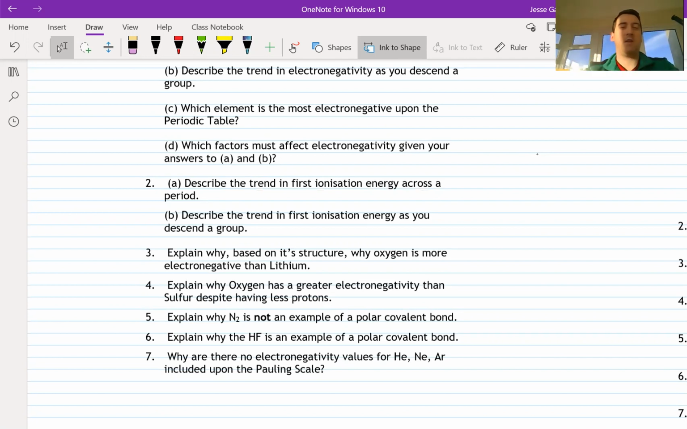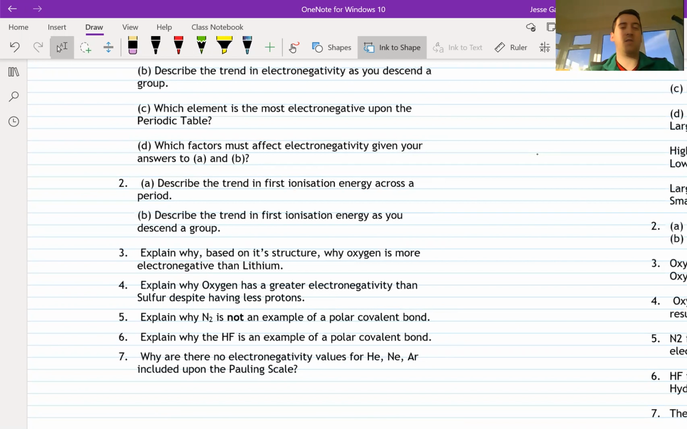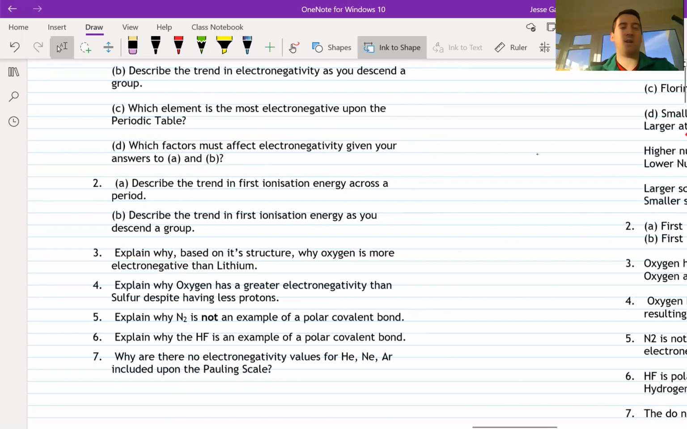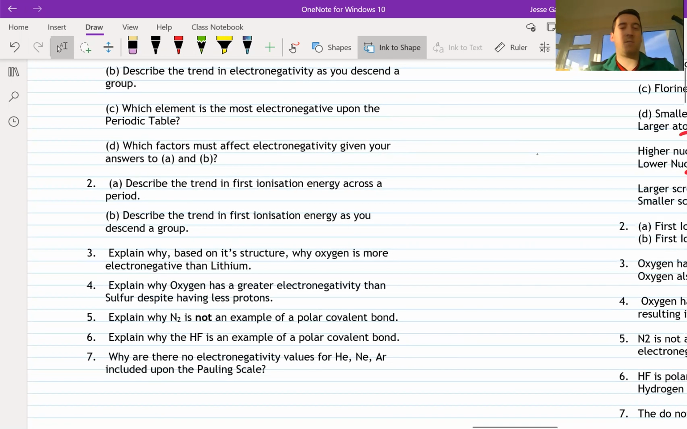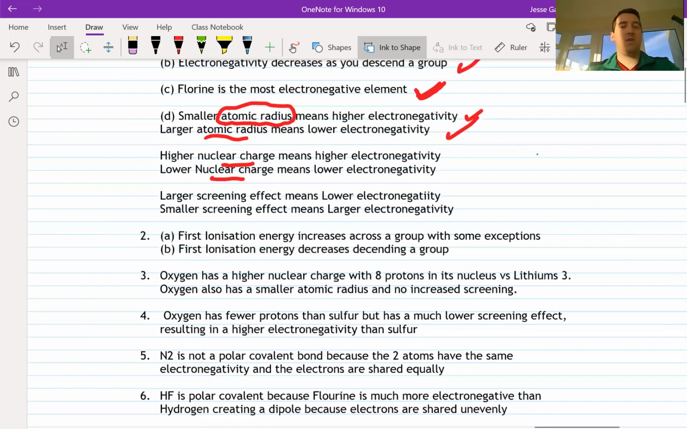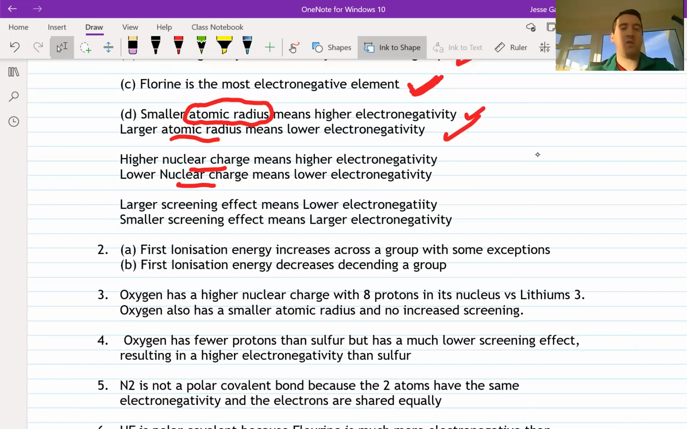All right, you should be playing the video if you have completed that question. Part D was probably the most challenging question here. Higher nuclear charge means higher electronegativity. More protons means more attraction, or more affinity, for electrons. Lower nuclear charge means lower electronegativity, because less positive charge in the nucleus means a lower affinity for electrons.